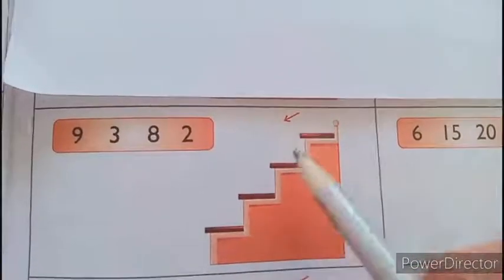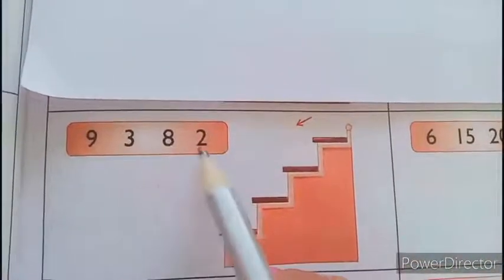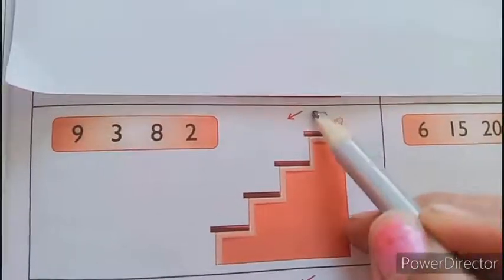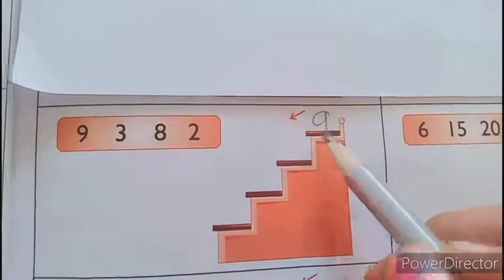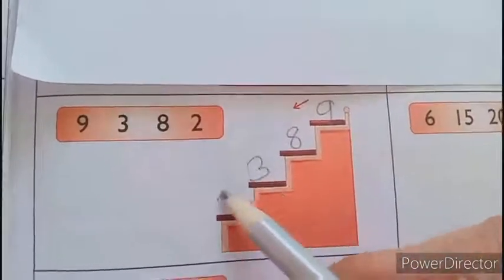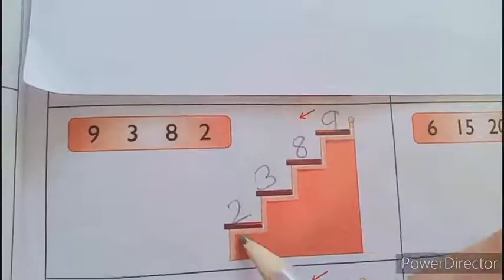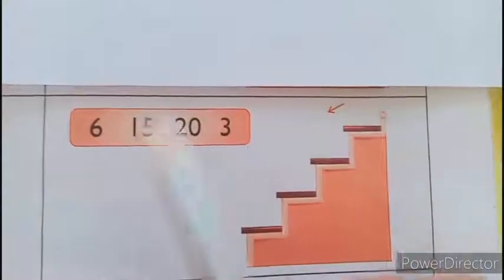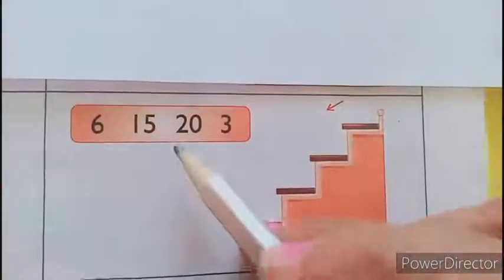Now, at the very first, come on, tell me which number will come among these numbers? That is 9. Greatest number is 9, then 8, then 3, then 2. Greatest to smallest number. That is descending order. Yes, now tell me which number will come among these? Greatest number 20.